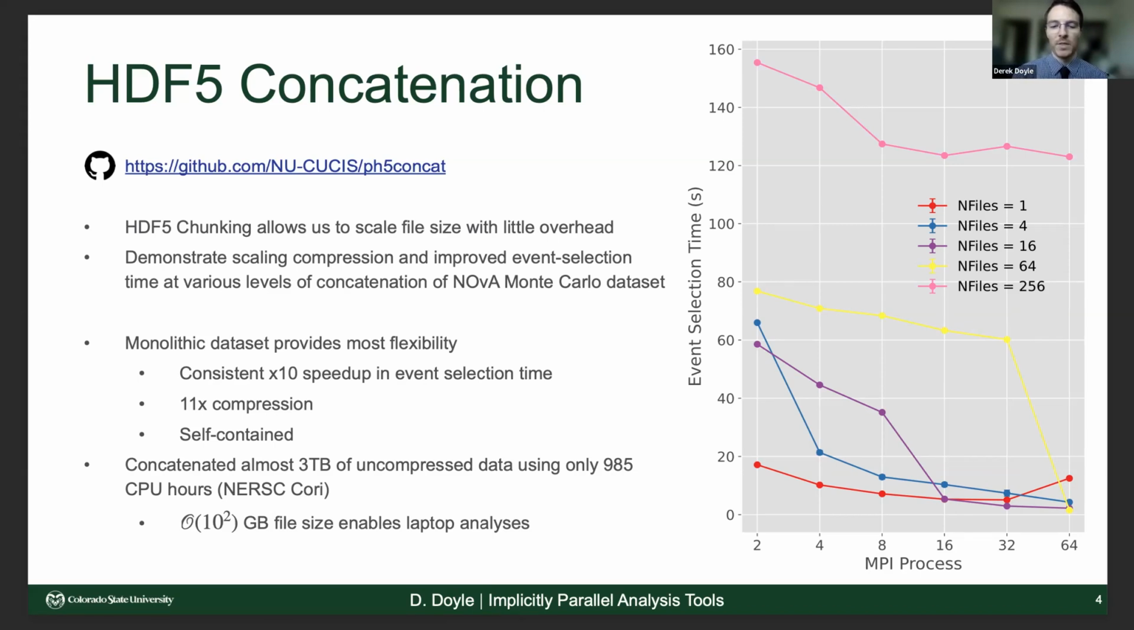Here we demonstrate scaling event selection time as we concatenate an entire NOvA Monte Carlo dataset into fewer and fewer files. We find that a single monolithic file provides the most flexibility in terms of analysis configuration with a consistent 10 times speedup compared to similar analysis on the equivalent individual files that make up the monolith. It was made using only 985 CPU hours on the NERSC Cori system. With that, it compressed 3 terabytes of uncompressed data down to about 280 gigabytes, which at that point is suitable for laptop analyses as well.